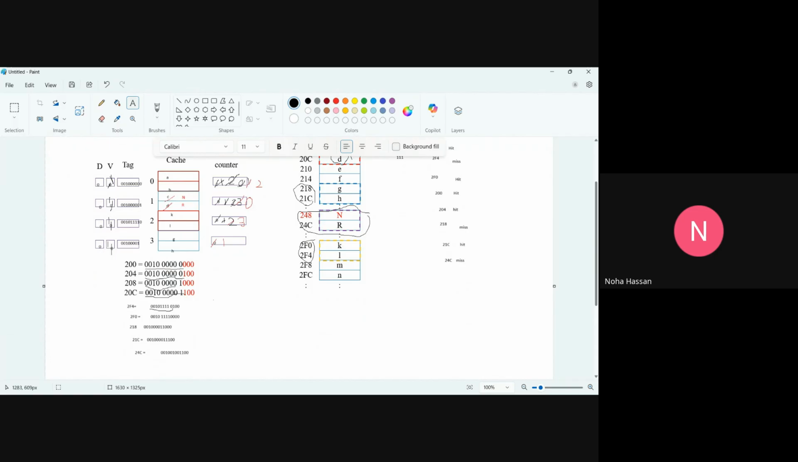2F4 here. How about this one? Is it a hit or a miss? It's a hit, right? 2F4 is a hit. Okay. Why? Because if you get the corresponding binary value to F4, okay, it's equal to, let me write the corresponding binary value, and then I have, make this bigger.